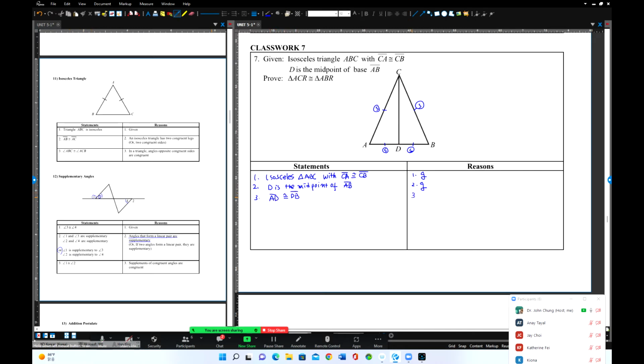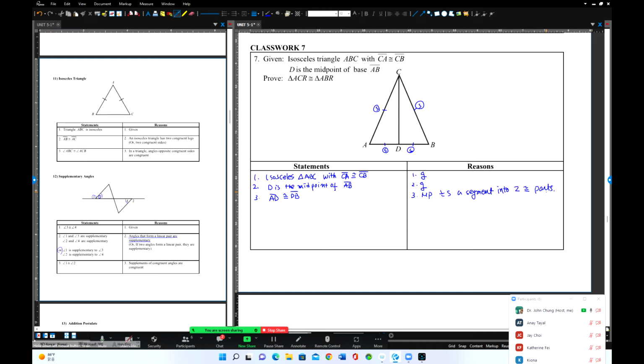The reason is what? We already did it many times: a midpoint divides a segment into two congruent parts. Segment or part, it doesn't matter. We need one more, right? Because we have SSS. Where is the other one?